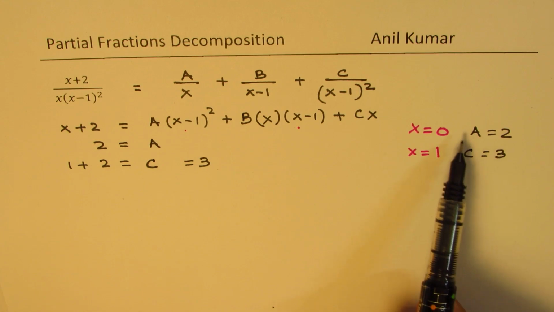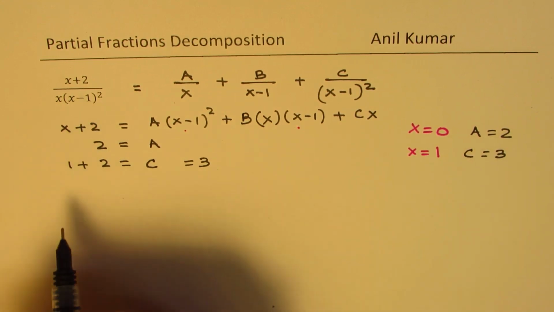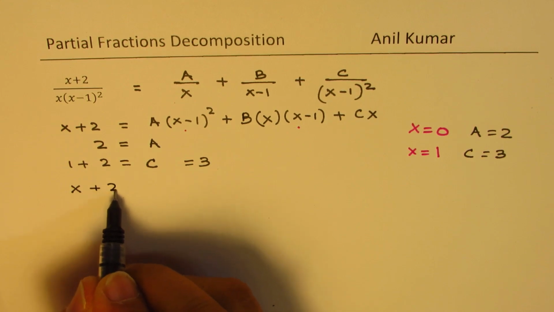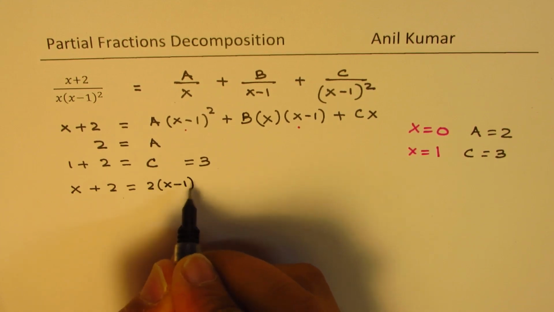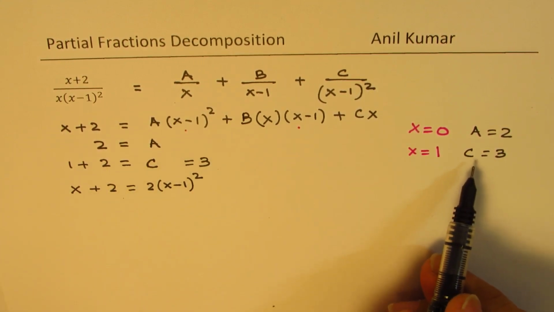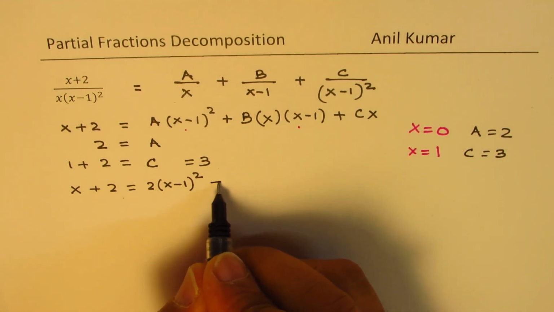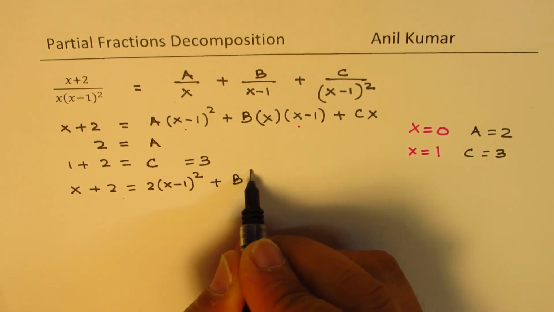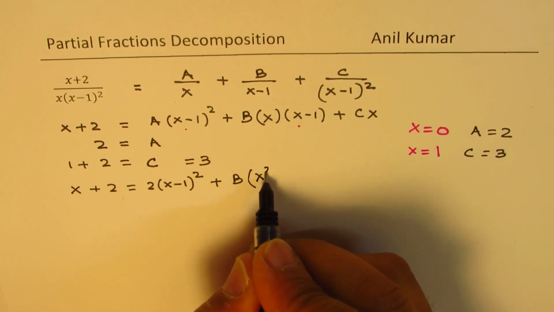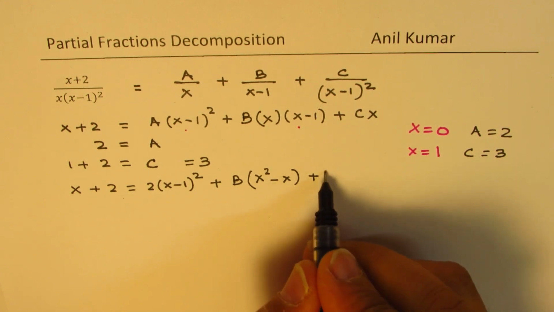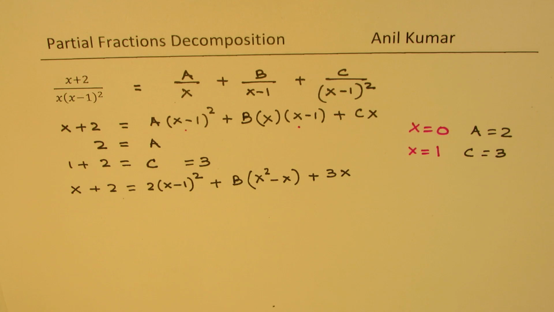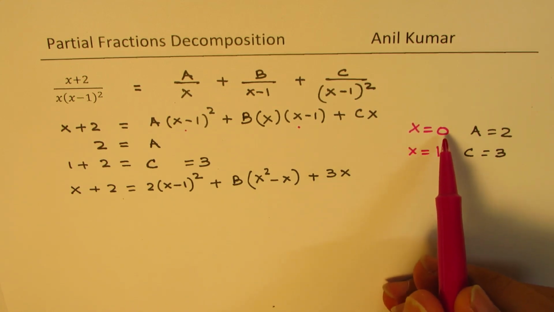Now we have the value for a and c. Let us substitute those values. So our equation now is x plus 2 equals, a is 2 for us, right? So we get 2 times (x minus 1) whole square, and the value for b is not known but c is known. So we can write this as plus b times, you can multiply this, we get x square minus x, plus c is 3, so we get 3x. So that becomes our equation. Now only one variable is there.